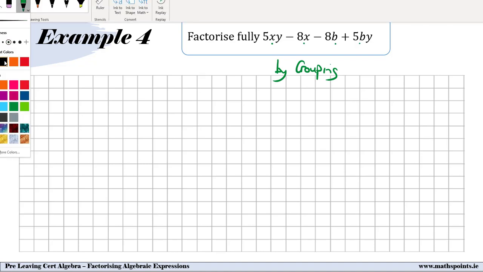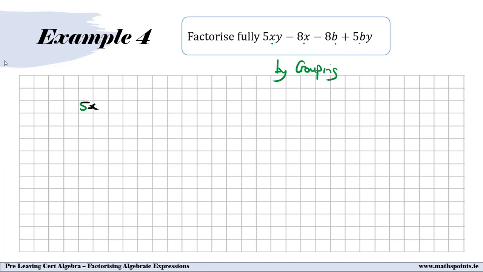Always write it down in the order it's given first of all. So we have 5xy minus 8x minus 8b plus 5by. So what we want to do is change the order so that the pairs that go together are beside each other. So 5xy, I'm going to write down first, would be a better match with plus 5by, as we can see that they would have a common factor of both 5 and the letter y. We can see that we have an x in the first term and a b in the second term. So I just have to make sure that the 8x goes first and then the 8b.